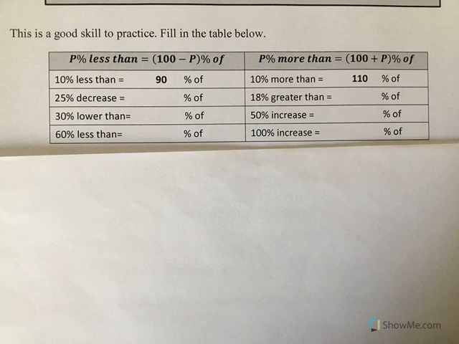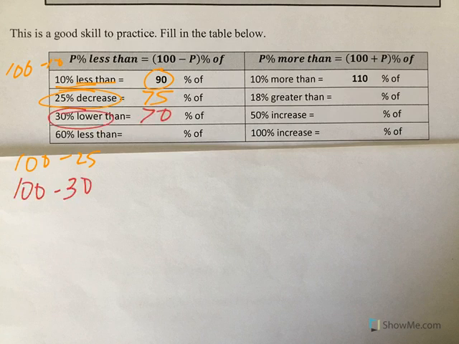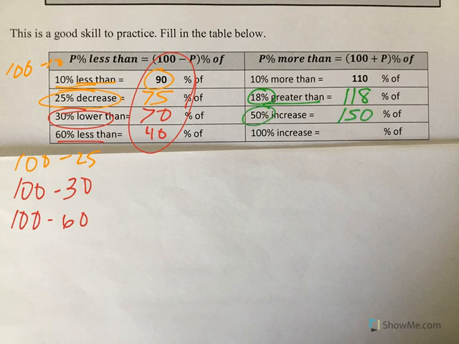So think about this. All of these different words that mean less than. So 10 less than yields 90 because 100 minus 10 is 90. 25% decrease. Well, 100 minus 25 is 75. 30% lower. Well, if it's lower, I subtract. Less than, I subtract. So these would be the numerators if we're setting up proportions. If we're talking greater than, we simply add. So 100 plus 18 is 118. 100 plus 50 is 150. 100 plus 100 is 200.